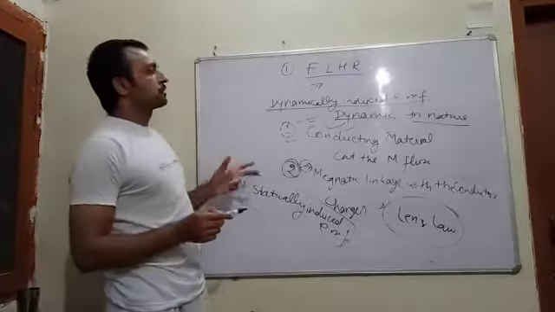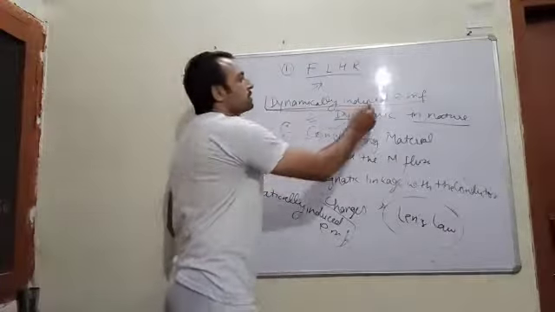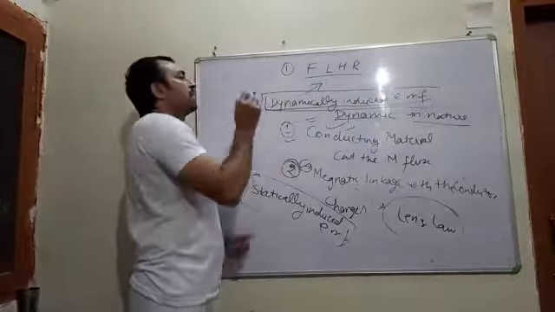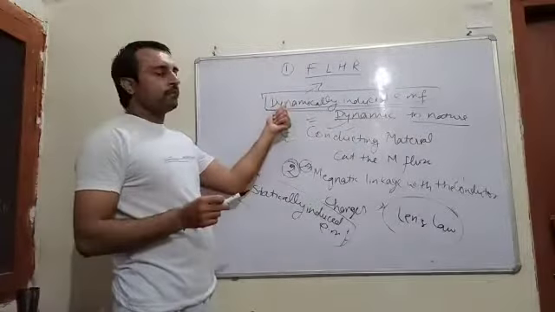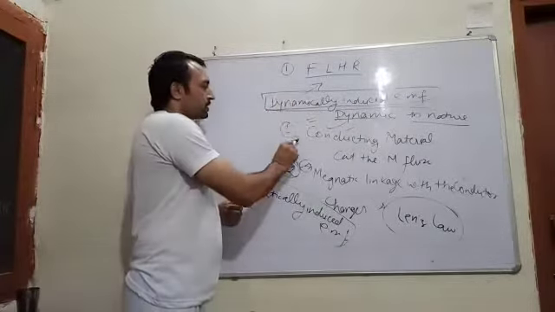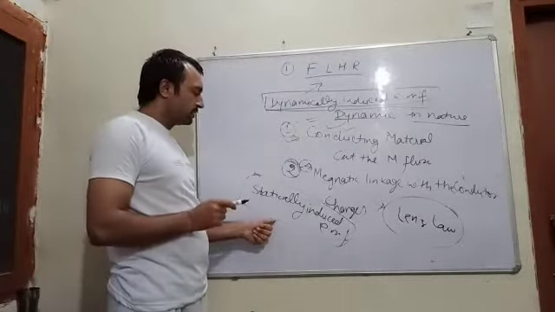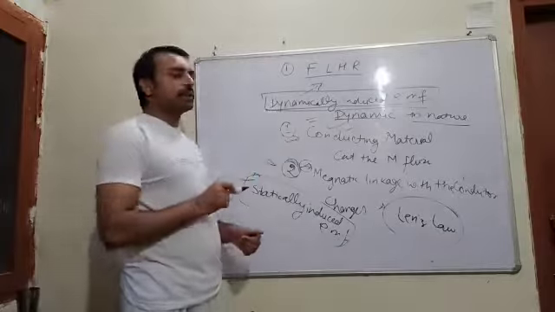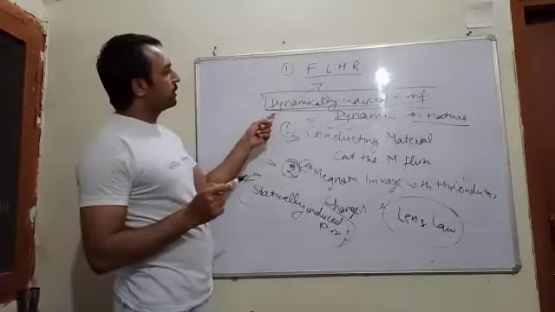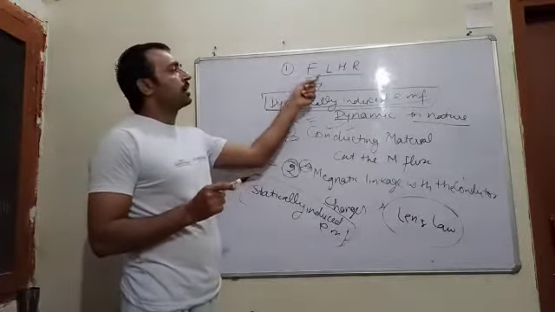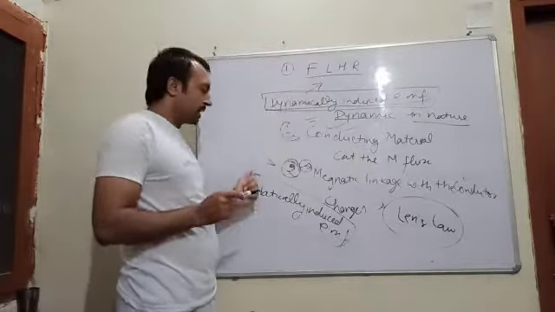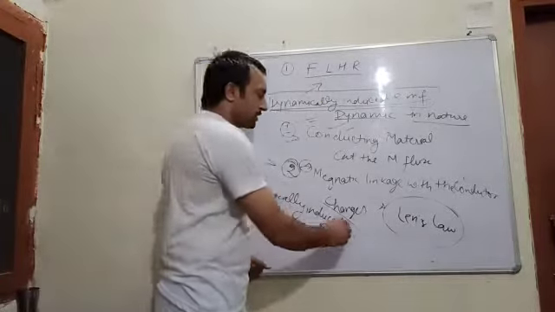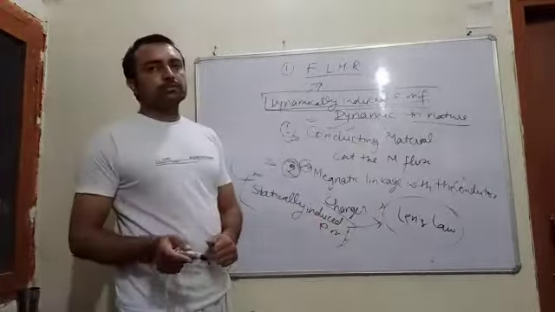So we are having two types of induced EMF. First one is dynamically induced EMF, which is produced due to the first situation, and second one is statically induced EMF, which is produced due to the second situation. And direction of dynamically induced EMF will be given by Fleming's left hand rule. Direction of statically induced EMF will be given by Lenz's law.